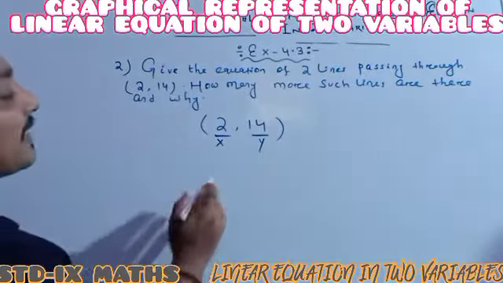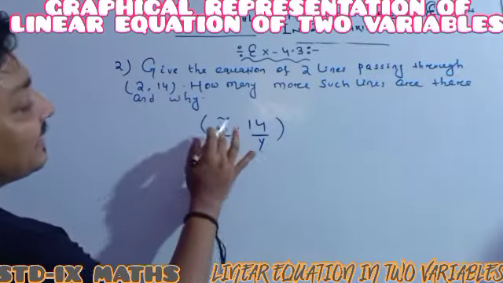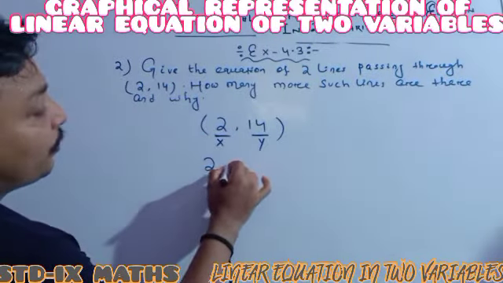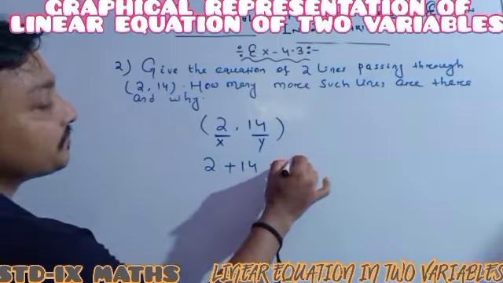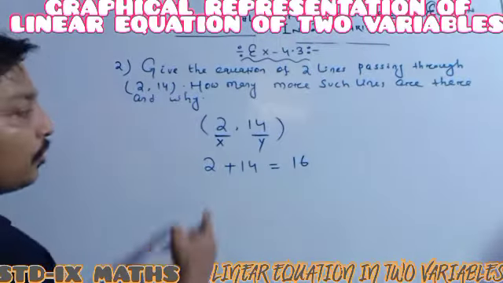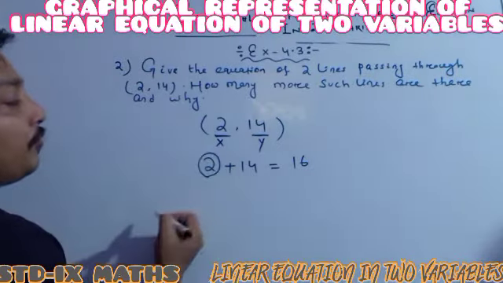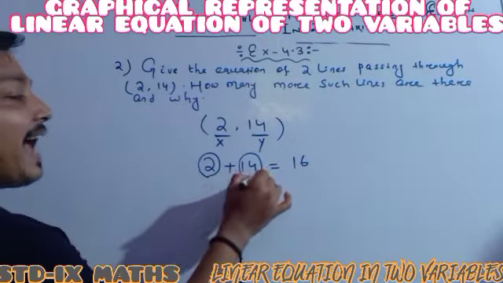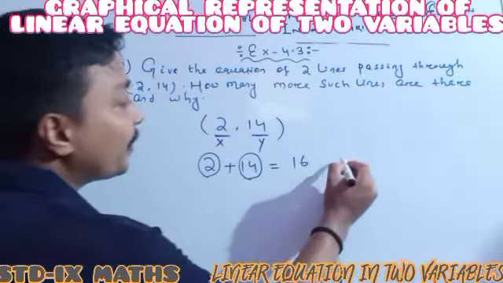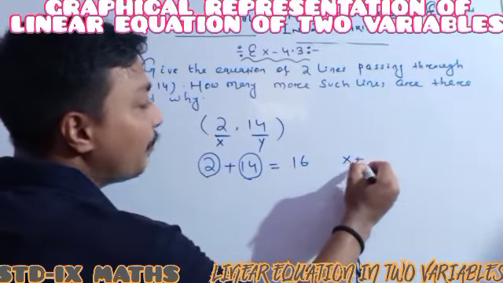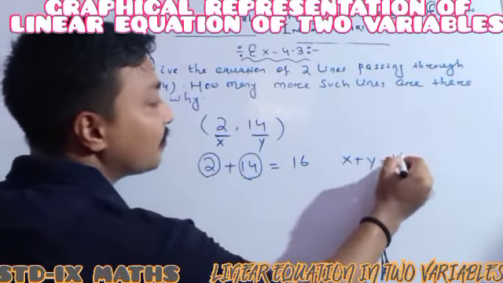See, easy trick I am saying. First, always you have to add. See, 2 plus 14 is equal to how much? 16. 2 plus 14 is equal to 16. 2 I used for whom? X, and 14 I have used for y. So here I am writing x plus y is equal to 16.